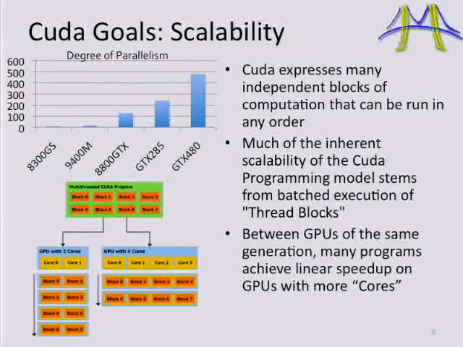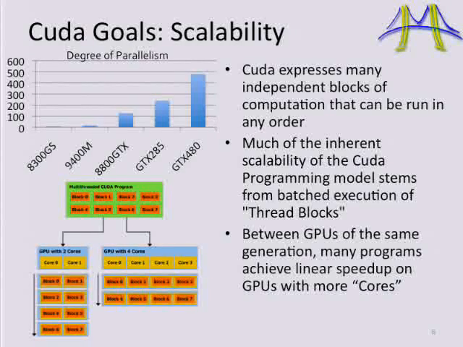So this goal of scalability, I'll elaborate a little bit more. In CUDA, you express many independent blocks of computation. In a minute, I'll tell you exactly how you do that. But the essential source of the scalability is that you tell CUDA that these blocks can compute in any order. So you say, I have 10,000 blocks to compute. You decide which order to compute them in.